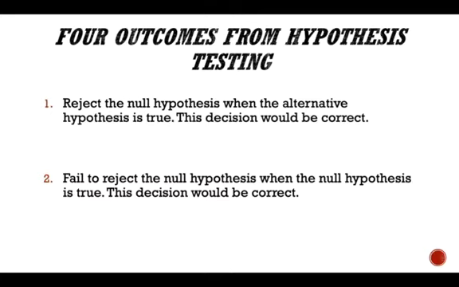Option 2. We failed to reject the null hypothesis when the null hypothesis is in fact true. Notice the wording here. We failed to reject. We didn't accept the null hypothesis. We failed to reject the null hypothesis. We didn't have enough evidence to say that the null wasn't true when in fact the null was true. So we made, again, the correct decision.